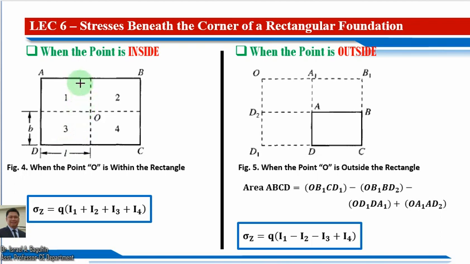And then the influence value may be obtained from the given chart as shown in the previous slide, or we can calculate using the formula given, referring to the m and n values. And for case number 2, we have the point outside the rectangle or rectangular foundation ABCD.